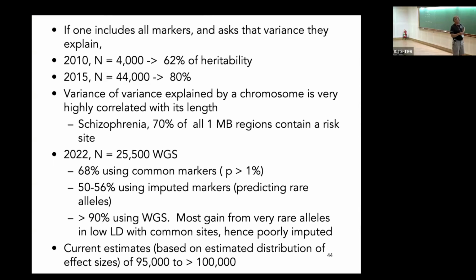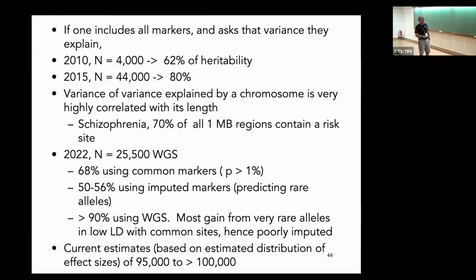2022, 25,000 whole genome sequences. If you use just the common markers, you could account for 68%. If you imputed, so you ignore the whole genome sequencing, predicting rare alleles, you account for 50%. If you use all the data, you now account for 90%. So using all the data allows you to pick up the rare alleles. Also, you've got sites which are sitting right on top, so R squared is now 1.